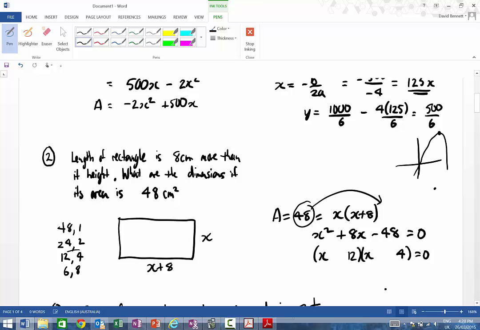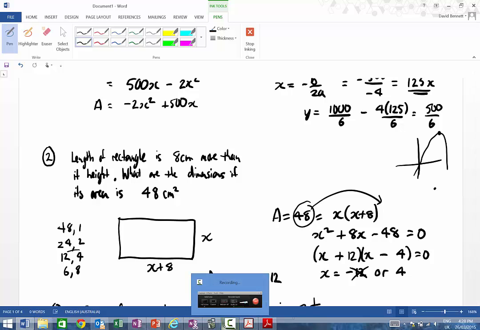I know it's negative because one of these has to be negative. That must be positive there, and that must be negative there. In other words, x has to be equal to negative 12, or x has to be equal to 4. Now, you can't have negative 12 as a distance, can you? Alright, so x has to be 4, so therefore the dimensions of my particular rectangle are going to be simply 4, and then 4 plus 8 is going to be 12. So it's going to be 4 centimetres by 12 centimetres is the dimensions of my rectangle.